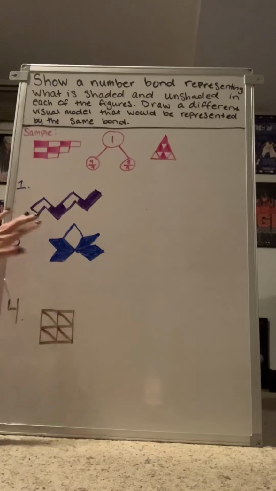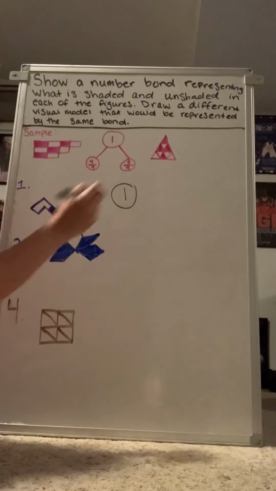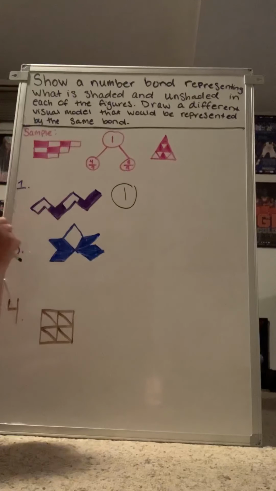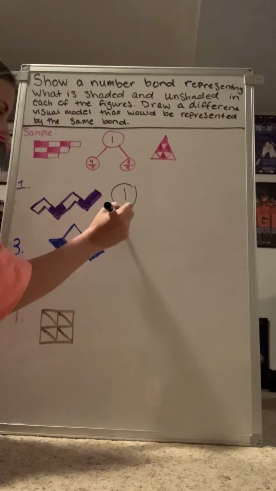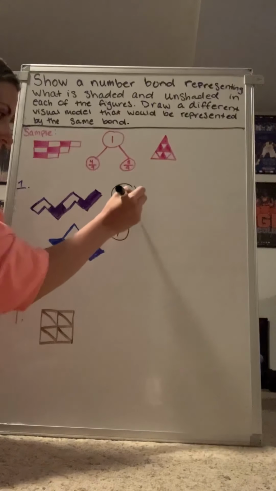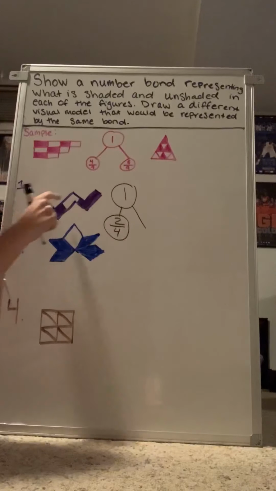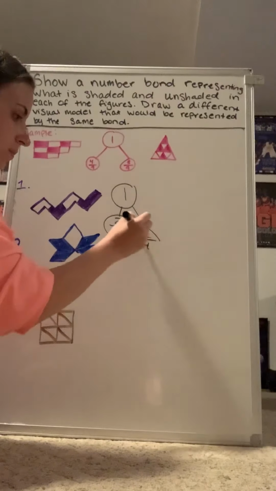So going on to number 1, how many parts are there? 1, 2, 3, 4. So I know I have my one whole. There's 4 parts. How many are shaded? 1, 2. 2 out of 4 are shaded. And now I need to look at the unshaded. 1, 2. 2 out of 4 are unshaded.